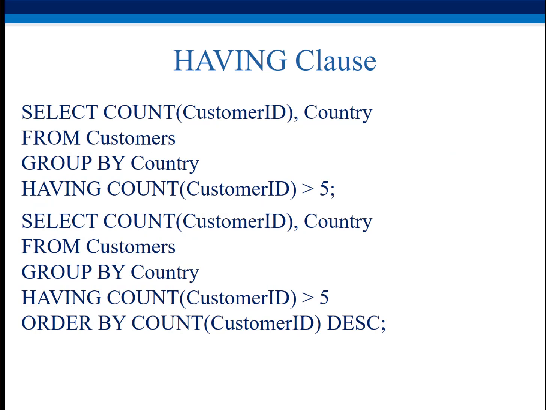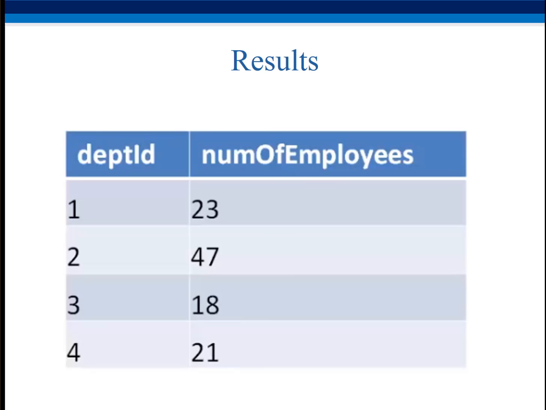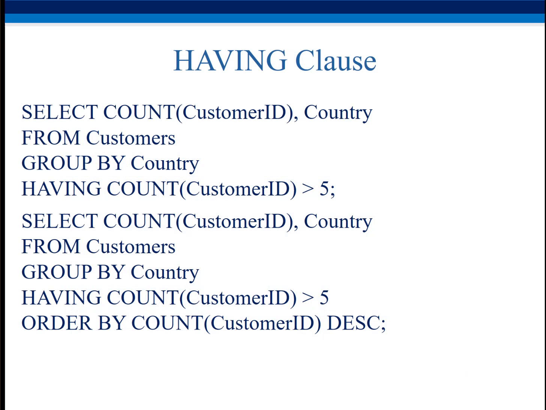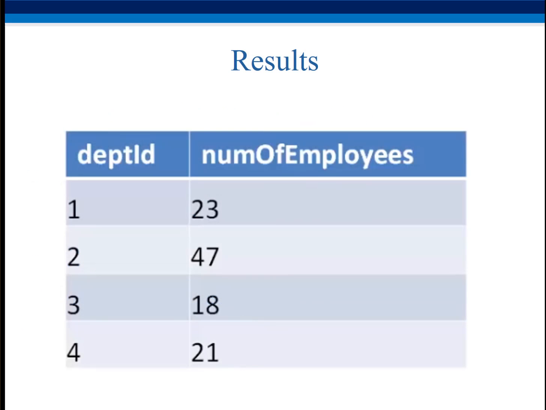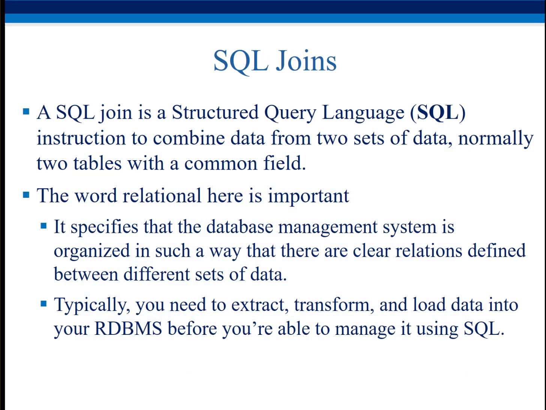So we have select count customer ID, country from customers. We're grouping by. So now we have to use country, and we have to use having. So we're grouping by country, having, we want to know where all the customer IDs is greater than 5. And then we're going to order by count and customer ID descending. And here you can see it over here. So we have having count customer ID is greater than 5. And it doesn't actually give you the customer ID. It gives you the department ID and the number of employees.